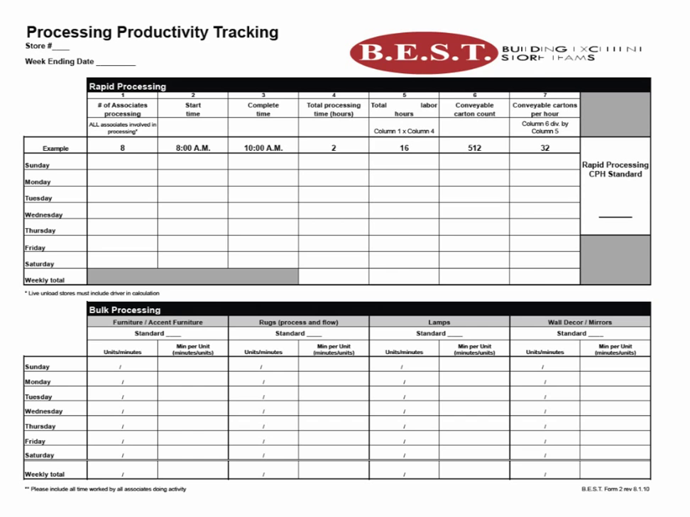Now you need one more piece of information to complete the calculation, and that's the conveyable carton count. The truck unloader or backroom coordinator should be giving you this number once all the cartons have been unloaded. Once you have it, record it in column 6 and then divide the conveyable carton count by the total labor hours. The result is the conveyable cartons per hour for the day.